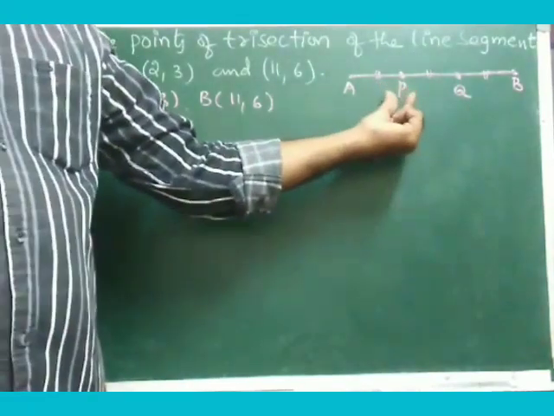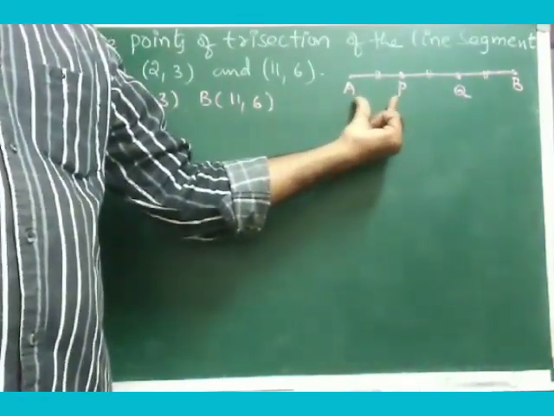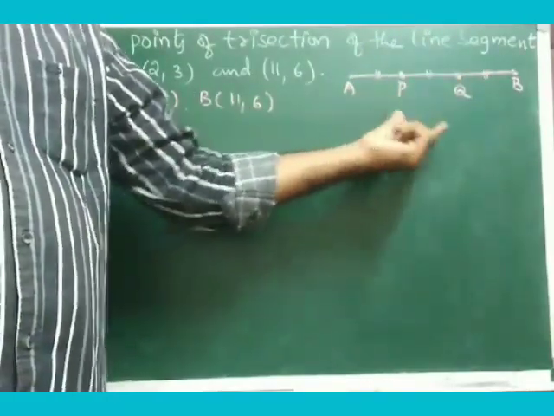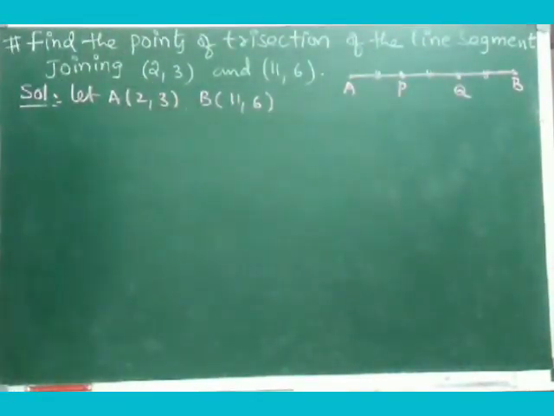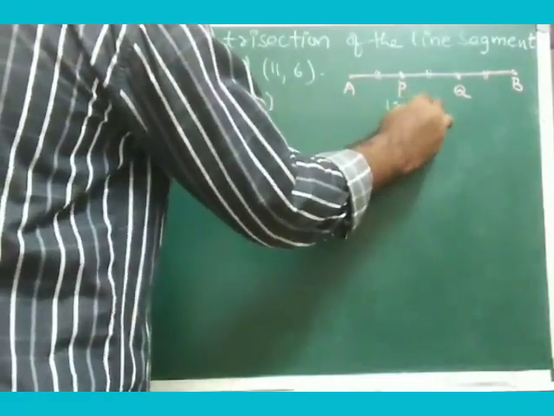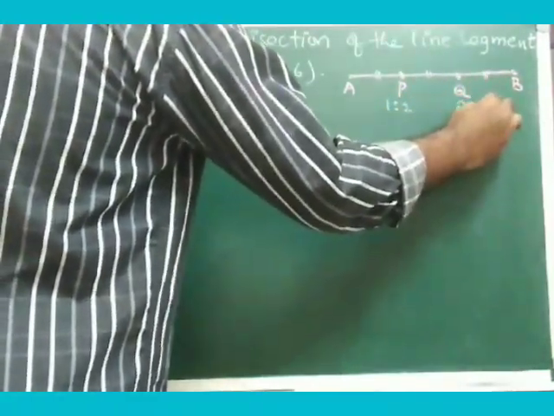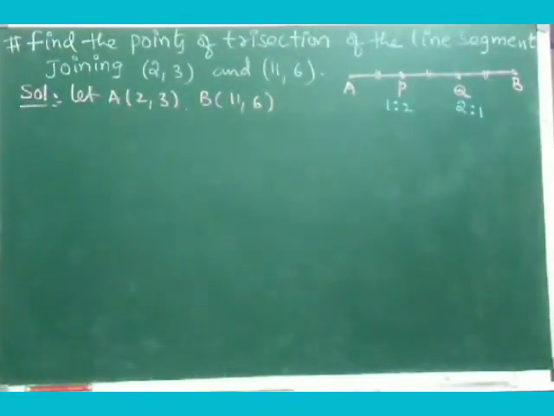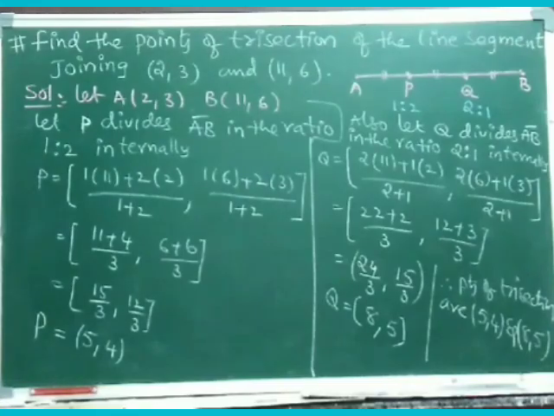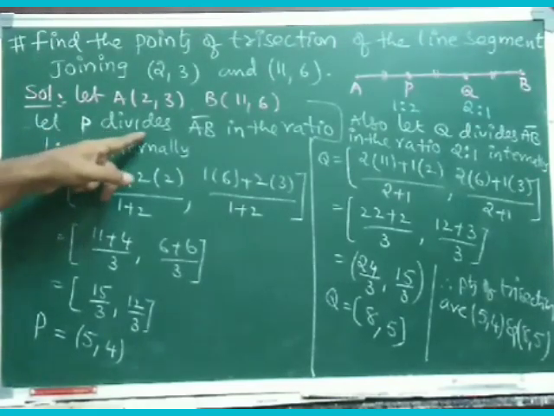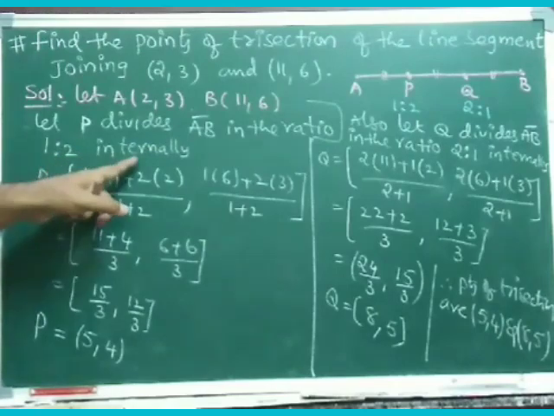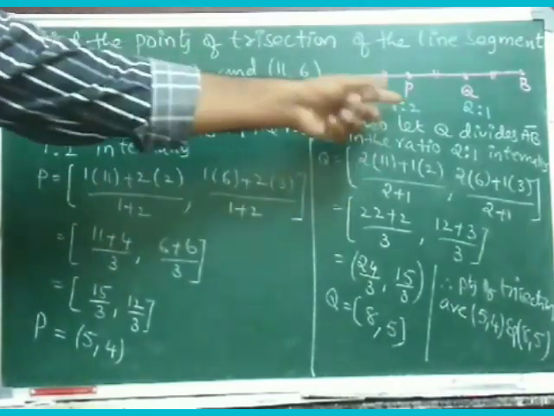Now if you want to find the point P, then clearly P divides the entire line segment in the ratio 1:2, whereas Q divides in the ratio 2:1. So let us find out the coordinates of P first of all. To find P, let us assume that P divides AB bar in the ratio 1:2 internally.